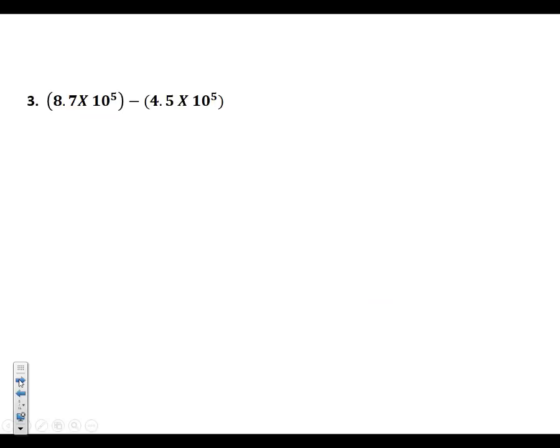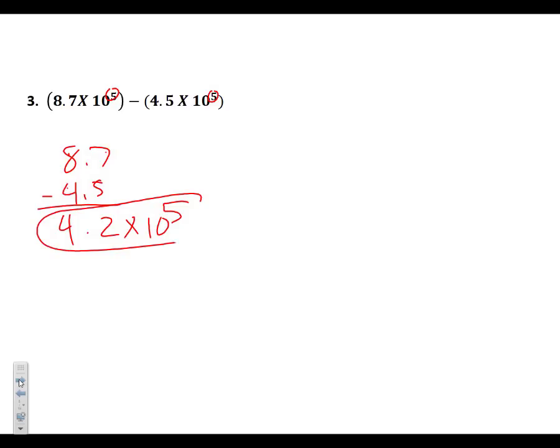Number 3, 8.7 times 10 to the 5th minus 4.5 times 10 to the 5th. Hey, we're subtracting this time, and we have the same exponent. Nice. So we take those factors. 8.7 minus 4.5. 7 minus 5 is 2. Bring the decimal. 8 minus 4 is 4. And we keep that exponent, 10 to the 5th. And we are good. Done. The decimals are in the right spot, and they are both to the 5th, so we're done.